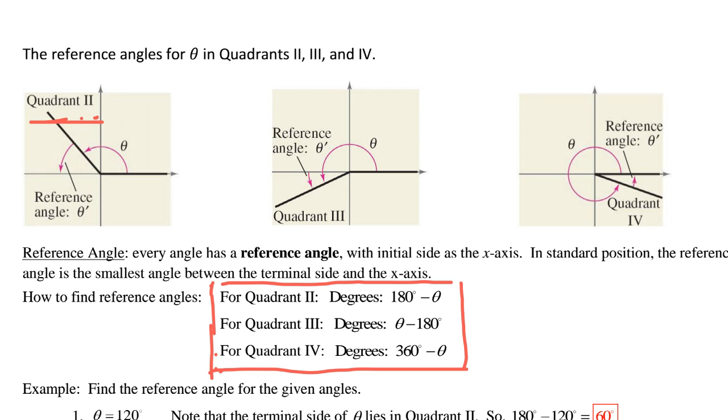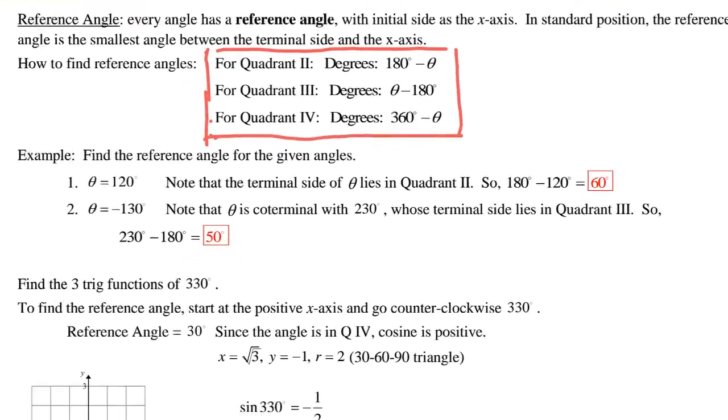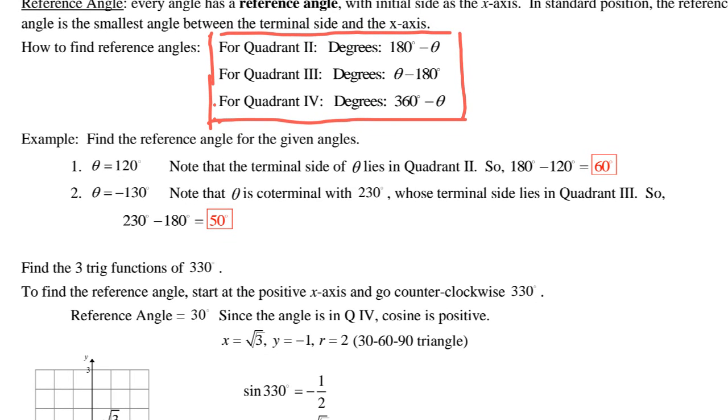All right. How are we going to use these? Here we go. Find a reference angle for the given angles. 120. Note that the terminal side of theta lies in quadrant 2. 120 is in quadrant 2. So we take 180 minus 120, because quadrant 2 is 180 minus theta, and that gives us 60. So 60 degrees is the reference angle.